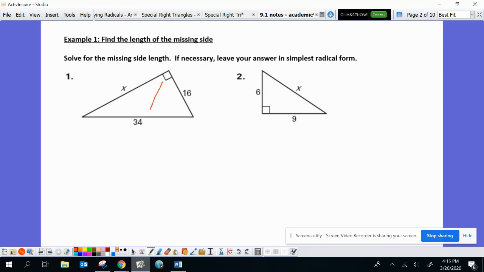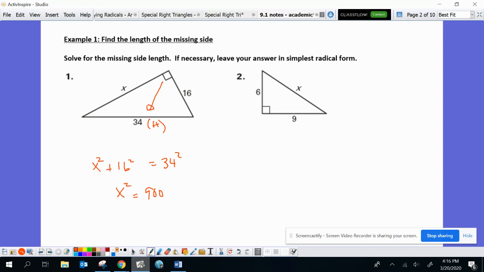So the first thing we have to do is identify the hypotenuse, in this case, the one that is going to be squared by itself. So in this case, we're looking at x squared plus 16 squared. We subtract 16 squared from both sides. 34 squared minus 16 squared equals 900.